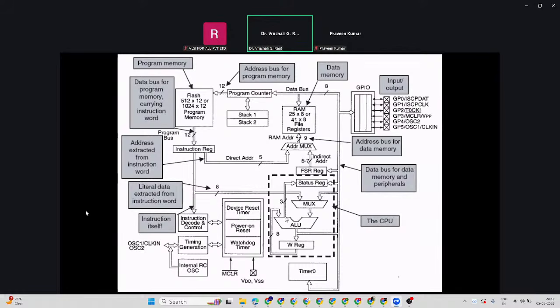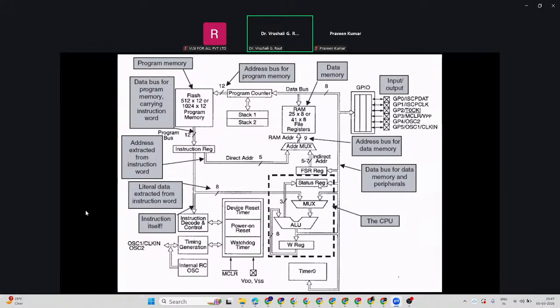Now your ALU is updating the status register. What is the status of the program? Is there any carry generated? Is there any flag generated? Okay. All those statuses have been updated here. How many?